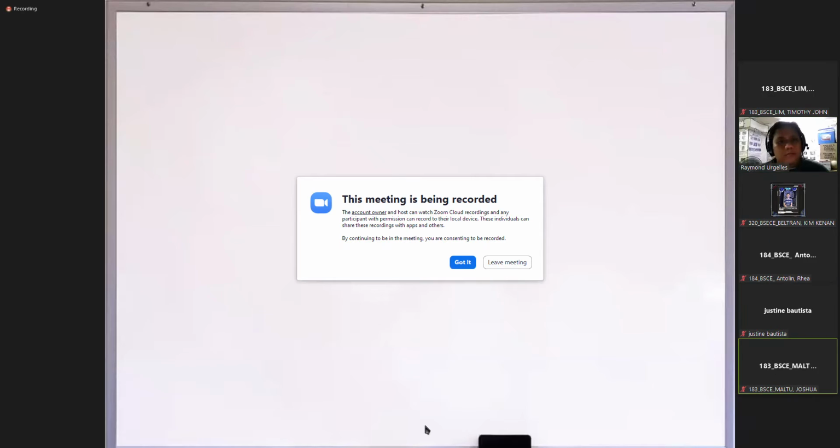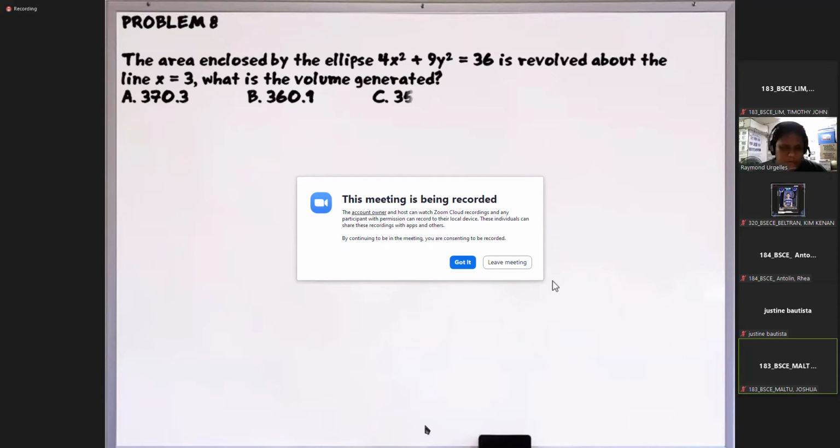Okay. So, problem number 8 na tayo, no? So, dun sa handouts natin sa integral calculus, no? Okay? So, this time, we have an ellipse, no? So, we have this equation, okay? Which is revolved about the line x is equal to 3. What is the volume generated? Diba? So, ito naman yung tanong sa atin this time.